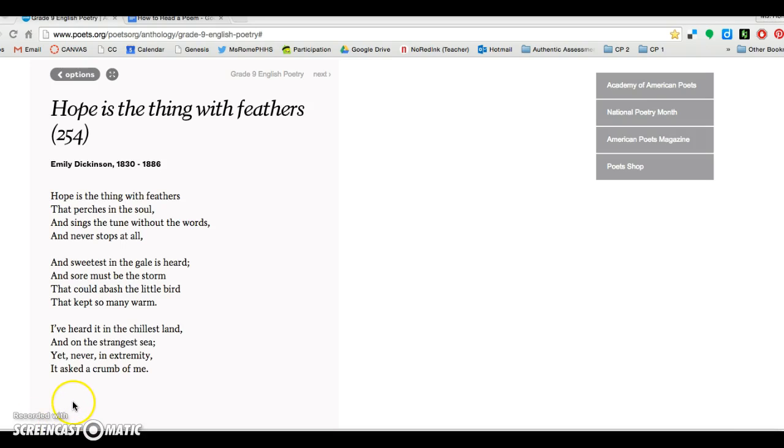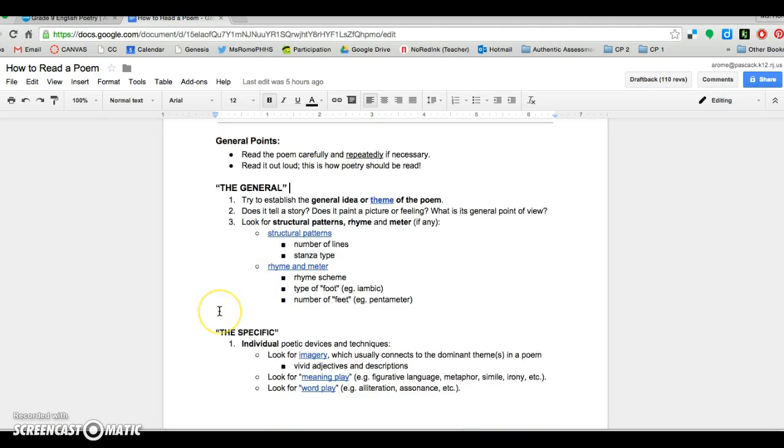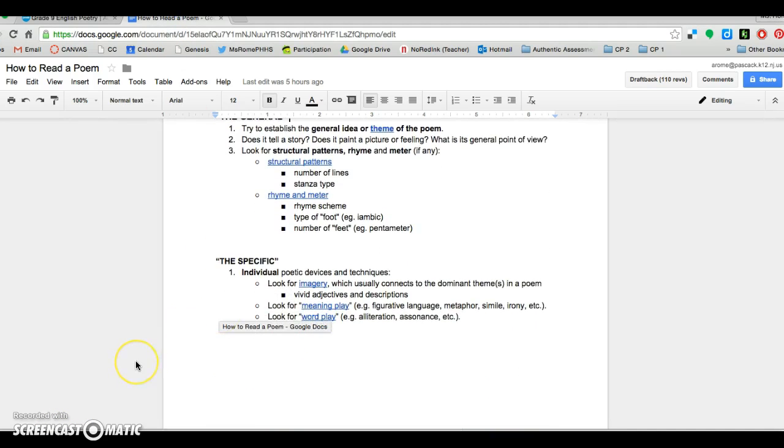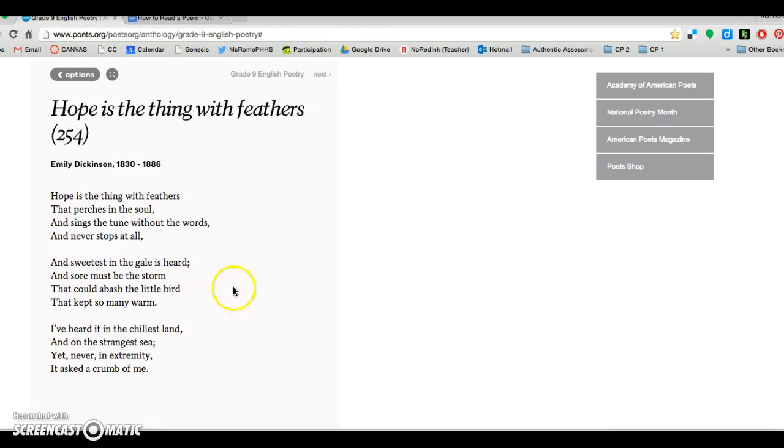Okay, so now we're going to move on from the general to the specific. All right, so getting down to the nitty-gritty, you're focusing on the literary devices that we learned, so individual poetic devices and techniques. You're going to look for imagery, which usually connects to the dominant theme of the poem. So we're looking for very vivid adjectives and descriptions, anything that helps us paint a picture about what the poet is talking about.